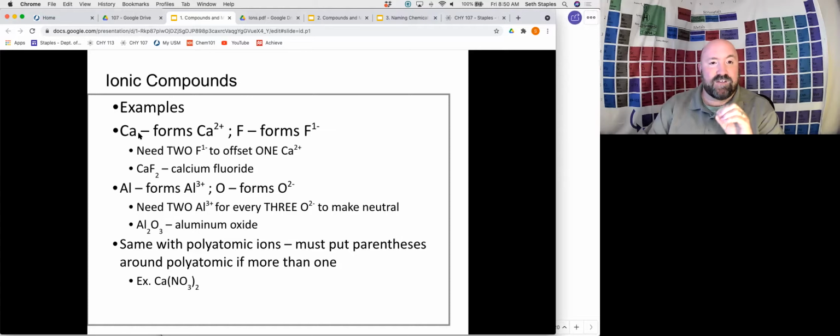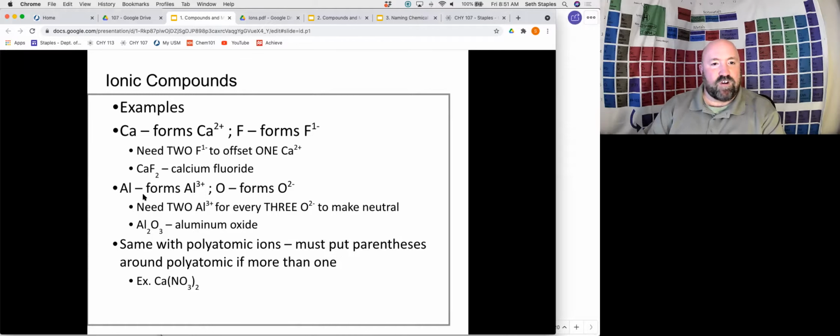For instance, when we look on the periodic table, we see that calcium is going to form a 2+ charge. If calcium comes together with fluorine, fluorine is going to form a 1-. This tells us that we're going to need 2 of those fluorines to offset 1 calcium. That's the ratio we need, 1 calcium and 2 fluorines, for the pluses and minuses to cancel each other out. And so we would end up with a formula CaF2.